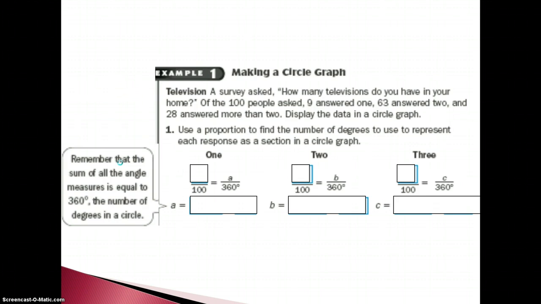In example 1, we're going to make a circle graph. A survey asked, how many televisions do you have in your home? Of the 100 people asked, 9 answered 1, 63 answered 2, and 28 answered more than 2. Display the data in a circle graph. You want to use a proportion to find the number of degrees to use to represent each response as a section in a circle graph.